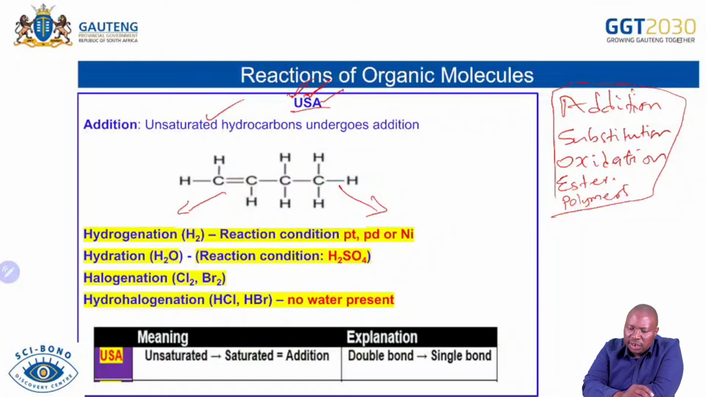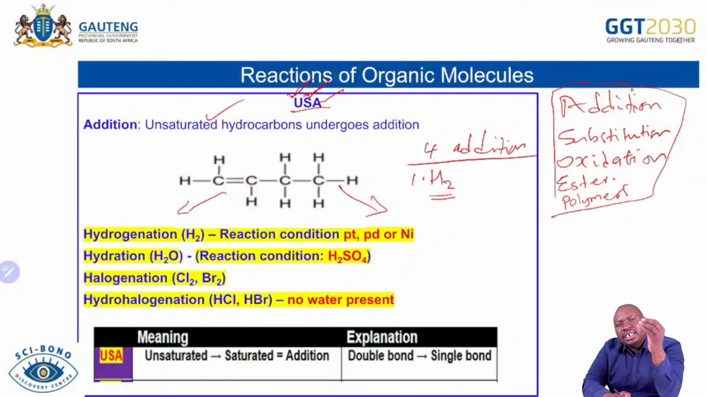In this case, we do 4 types of addition. There are 4 addition reactions that we do. The first one being hydrogenation, when we are adding hydrogens.